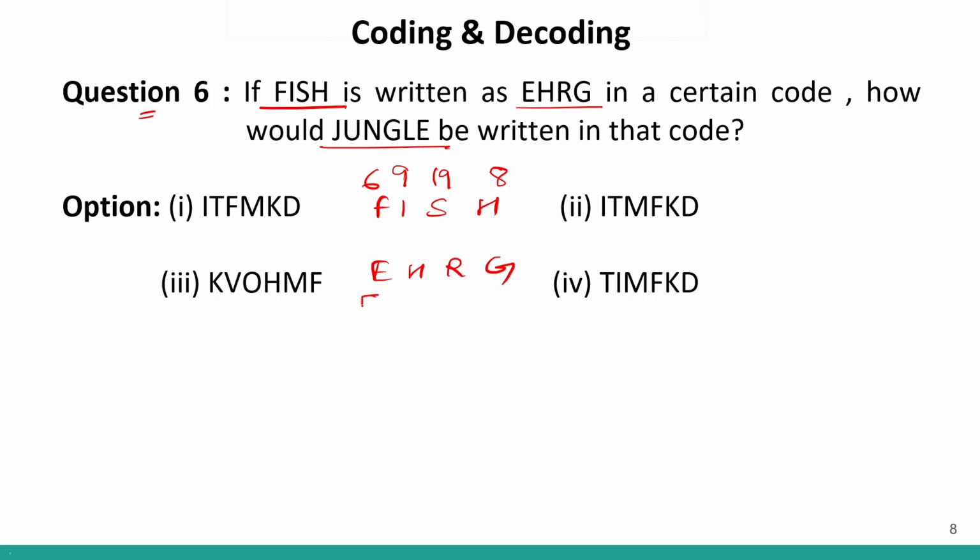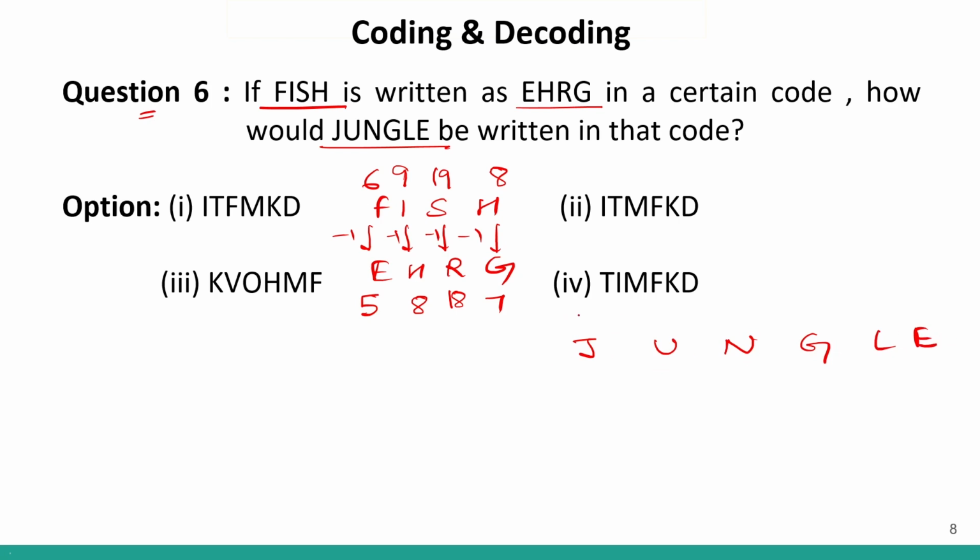For E it is 5, for H it is 8, for R it is 18 and for G it is 7. So clearly this is -1, this is also -1, this is also -1 and this is also -1. That means each alphabet is moving just 1 position backward. Correct? Each alphabet is moving 1 position backward. So we'll do the same thing for jungle now. These are your alphabets in jungle. J, U, N, G, L, E.